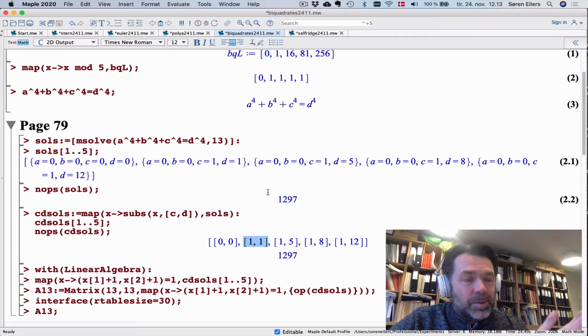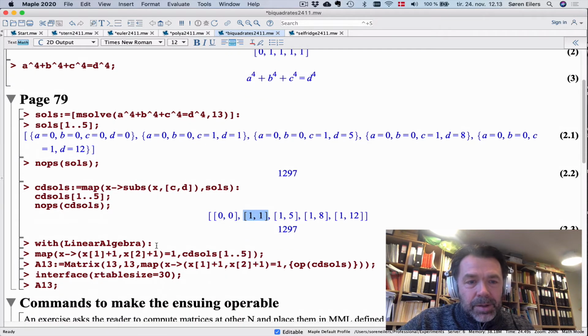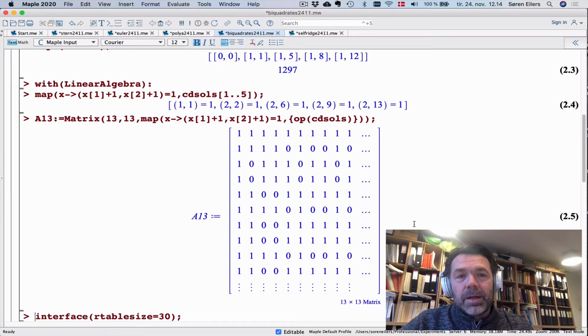There's nothing special about what's called A versus B or C. So that's why I get everything repeated many times. But that's not really an issue for me, because I want to put this into a matrix, and let me show you what this matrix looks like.